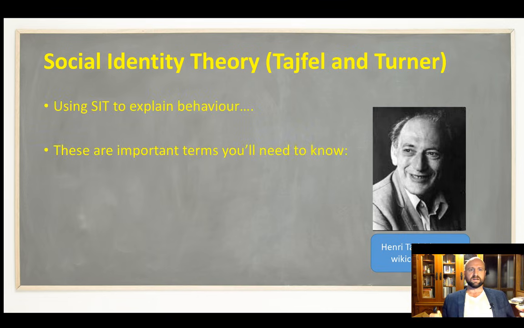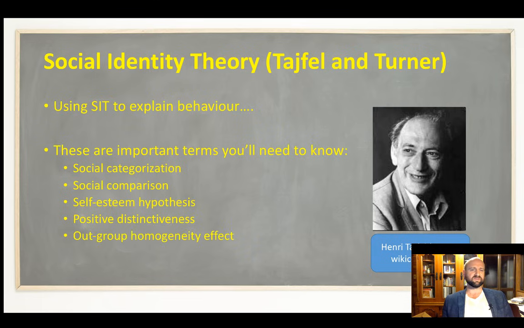So some important terms you'll need to know, and I hope you'll know these by the end of this video. You'll need to give a full summary of social identity theory. You'll need to talk about social categorization, social comparison, the self-esteem hypothesis, positive distinctiveness, and perhaps the out-group homogeneity effect, which I think is very helpful if you are trying to use it to explain stereotypes. We'll go through all of these terms in this video. Part of the evidence as well comes from the minimal group paradigm.